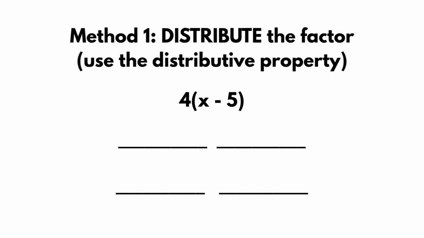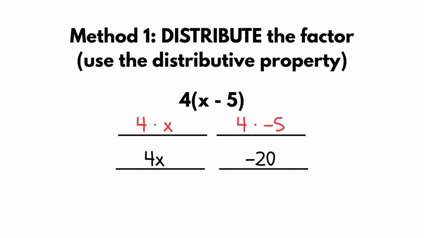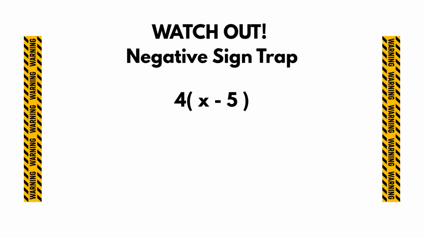First, we can distribute. Think of this as passing out the 4 to everything inside the parentheses. 4 times x gives us 4x, and 4 times negative 5 gives us minus 20, leaving us with 4x minus 20.